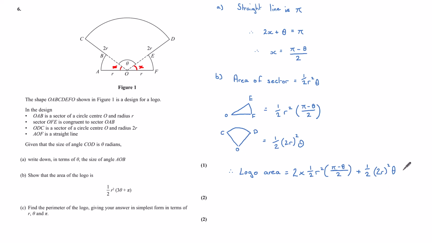So I can expand and simplify this on the right hand side. 2 lots of half just leaves me with r squared lots of (pi minus theta) over 2. Being careful here, it's the 2r all squared, so it's half of 4r squared theta. A half r squared can be taken out as a factor to leave me with pi minus theta plus 4 theta, which of course simplifies to 3 theta plus pi. And so half r squared (3 theta plus pi) is my logo area, which is what I wanted to show.